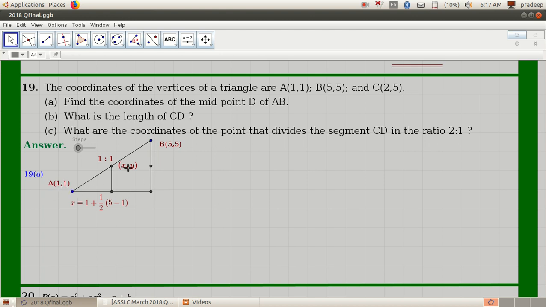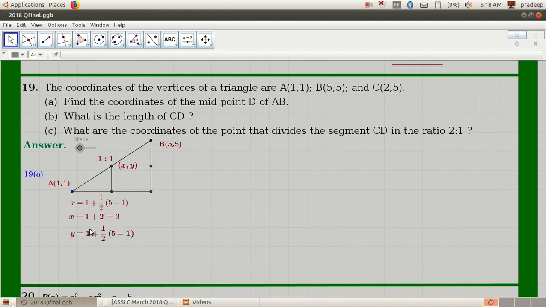And these differences have to be divided into two equal parts, and one part, that is this distance, has to be added to the x coordinate of this point to get the x coordinate of this midpoint. That means the x coordinate is 1 plus 1 by 2 of the x difference, that is 1 by 2 of 5 minus 1. That is 1 plus 4 by 2, which is 2. Therefore, x is equal to 1 plus 2, which is 3.